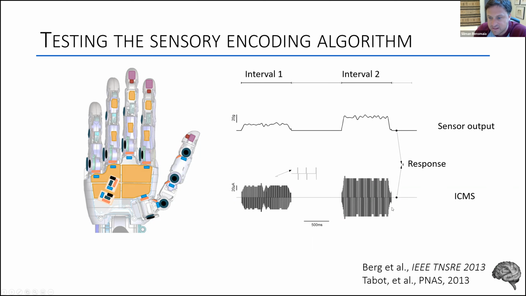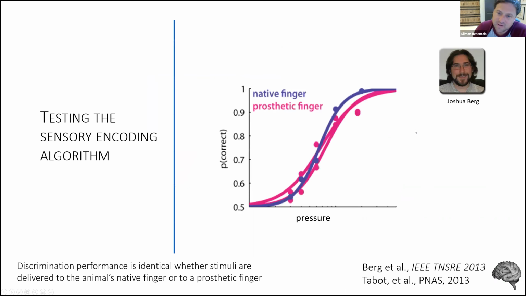And that's what these rasters are here. This is the electrical pulse trains as a function of time for these two intervals. The animal has to do this pressure discrimination task on the basis of this artificial tactile feedback about pressure. And here are the results.